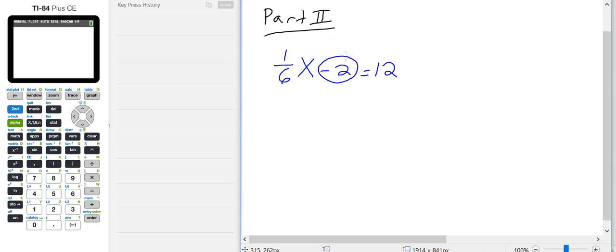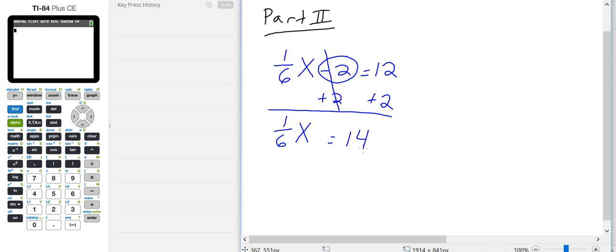Since this is a negative 2, if we add 2 to the left side, then we're left with 1 over 6x, and the plus 2 and the minus 2 cancel each other out. But we can't just add 2 to one side of the equation and ignore the other side. We have to add 2 to the other side also. So this is equal to 12 plus 2, which is 14.